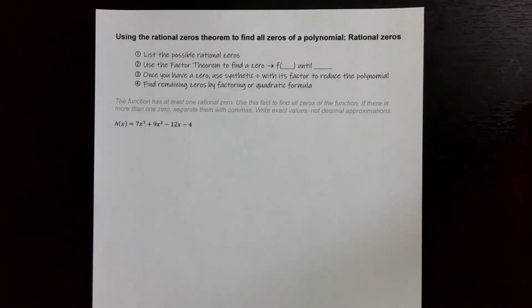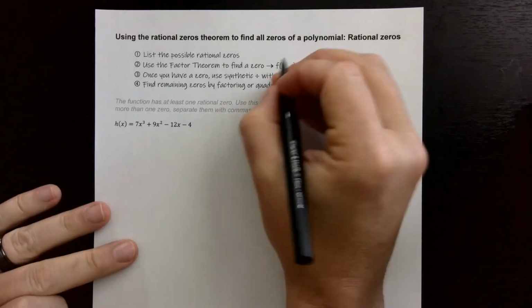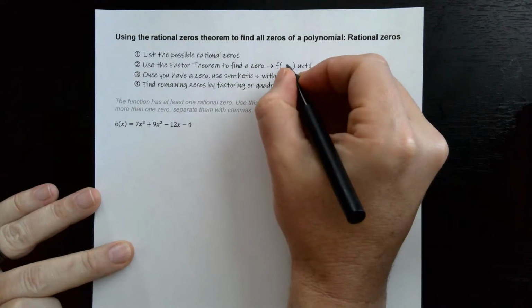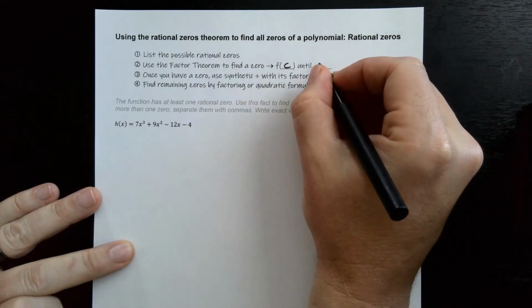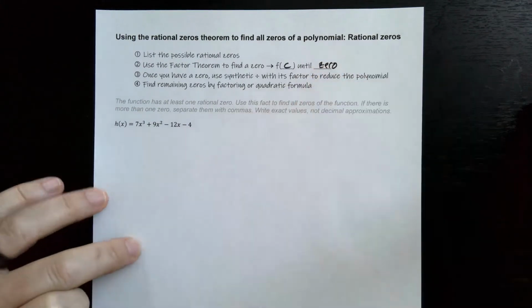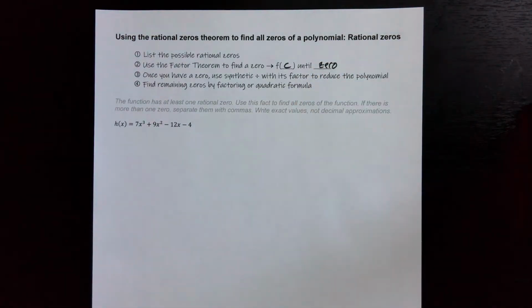In this video, we're going to be using the rational zeros theorem to find all zeros of a polynomial. So our steps are to list the possible rational zeros using the theorem, and then use the factor theorem to find a zero. We plug in the possible zeros, and if we find a zero, then f of c should give us an answer of 0. Once you have a zero, use synthetic division with its factors to reduce the polynomial, and then find the remaining zeros by factoring or the quadratic formula.